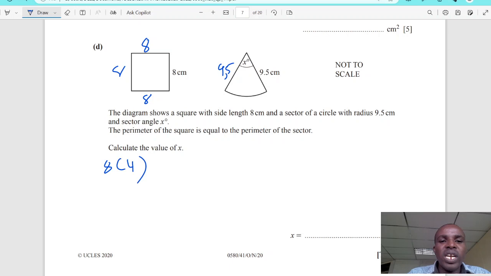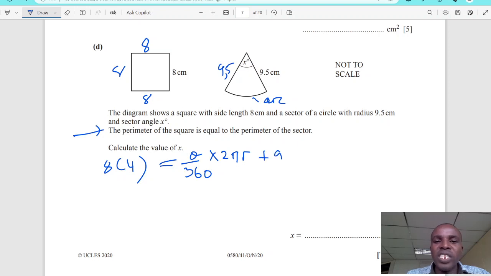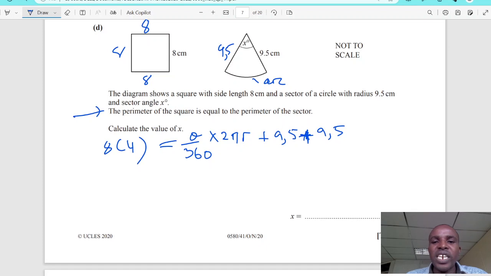The perimeter of a square is 8 by 4. They say the perimeter of the square is equal to the perimeter of the sector. The perimeter of the sector is the arc length, theta over 360 times 2 pi r, plus the radii, which is 9.5 plus 9.5. So you have your equation. Our radius is 9.5, so let me substitute it here.